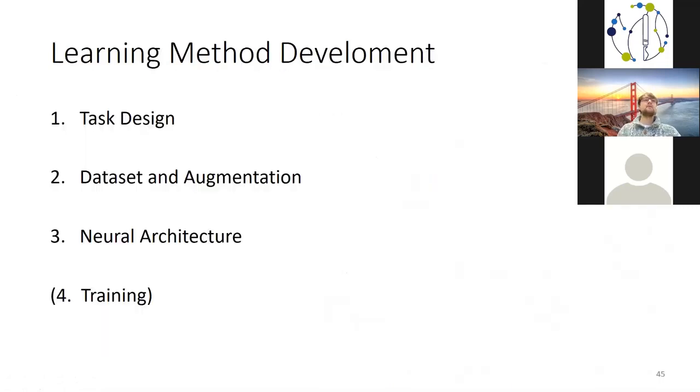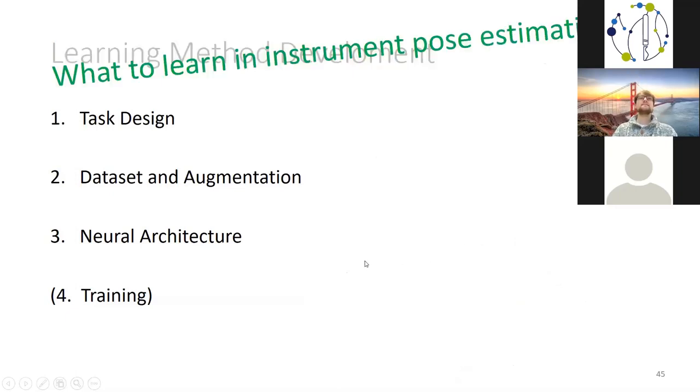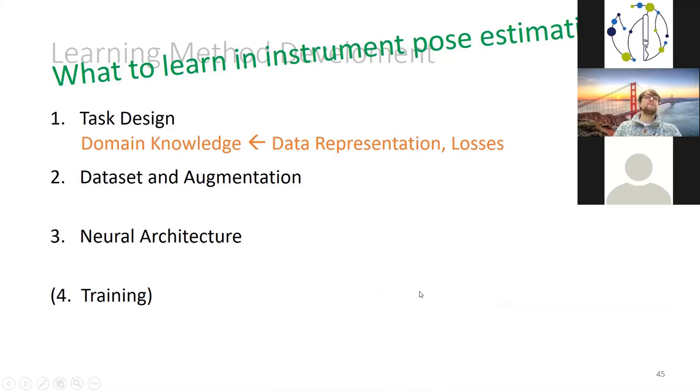So concluding, I want to come back to this learning method overview. And I want to ask, so what is there to learn in instrument pose estimation? And answer that with, in the field of task design, I learned that we can include, and should include, domain knowledge in the task design. And we can do that by data representations and by losses. And data representations, that's like what's the output? The standard for segmentation and classification here is softmax and cross entropy.